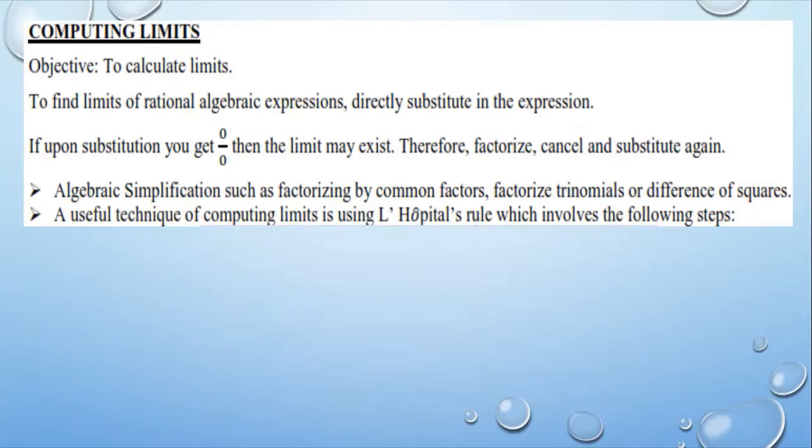I think whatever I'm discussing here, I showed you a video on this in our last class. And then it says algebraic simplification such as factorization by common factors, factorized trinomials or difference of squares. So all these things, how to factorize, you have learned in year 9, year 10, year 11, year 12. Okay? So all these difference of squares and so on, you should know how to factorize.